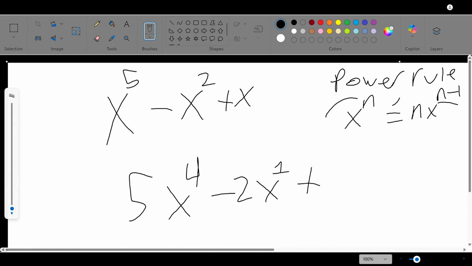plus x to the power of 1, you're going to move it down, you're going to subtract 1, so it's just going to be 1. 1 times 1 is 1. Anything to the 0 power is going to be 1.